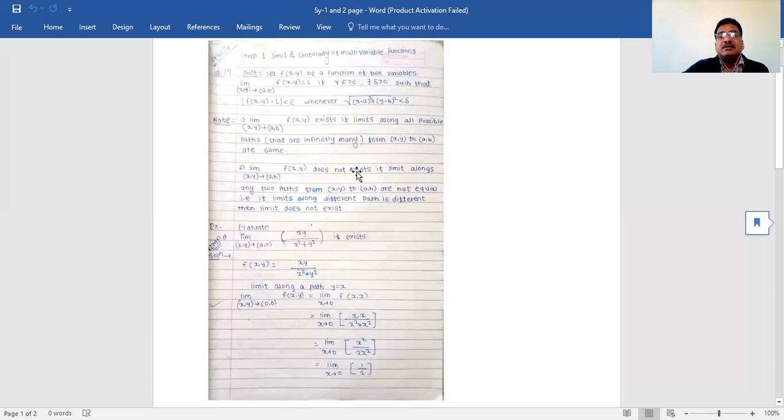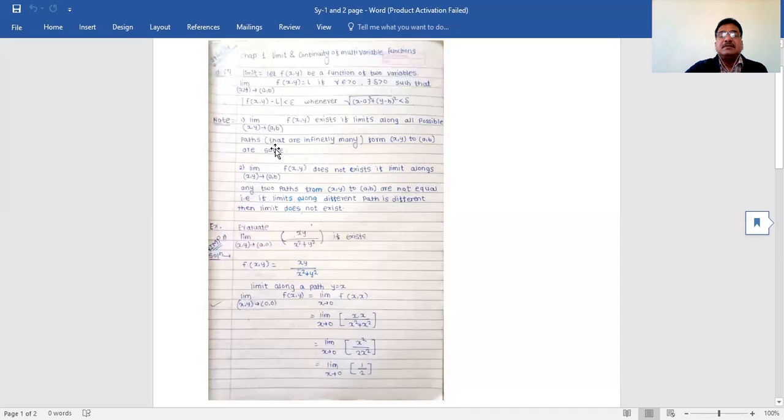That is when this limit does not exist. If the limits along any two paths from (x,y) to (a,b) are not equal, then we say the limit does not exist. That is, if the limits along different paths are different, then the limit does not exist. That is, if we have two paths from (x,y) to (a,b) such that their limits along those two paths are different, then we say the limit as (x,y) tends to (a,b) does not exist.